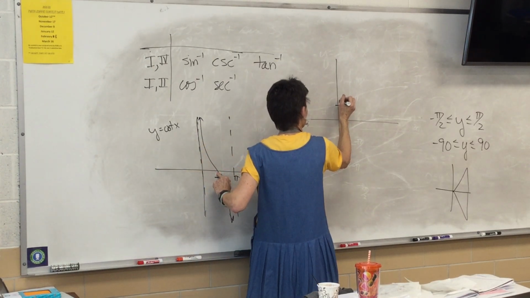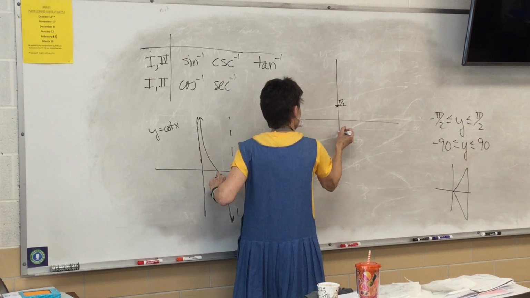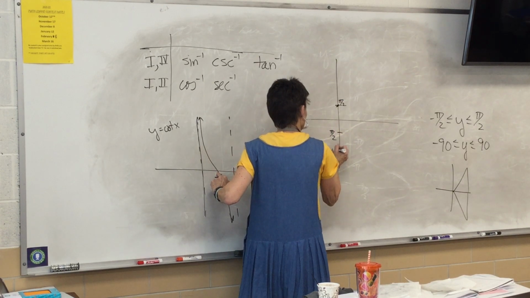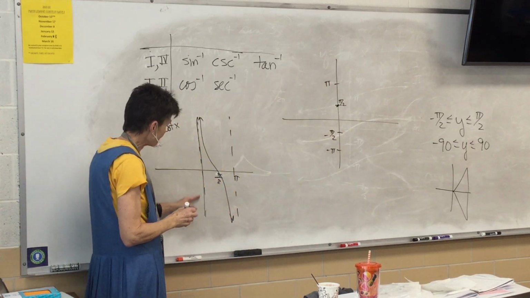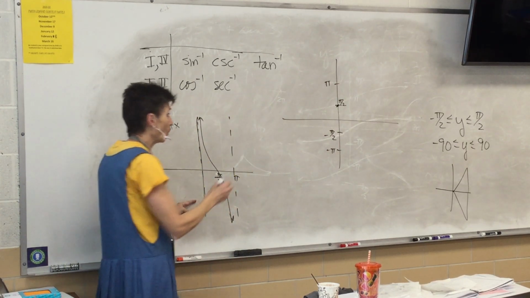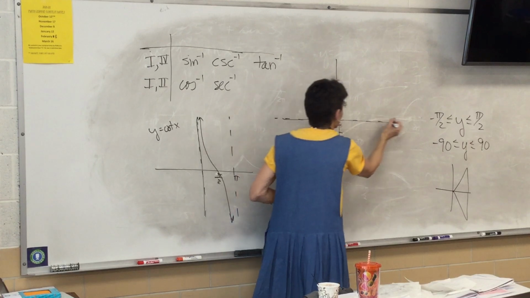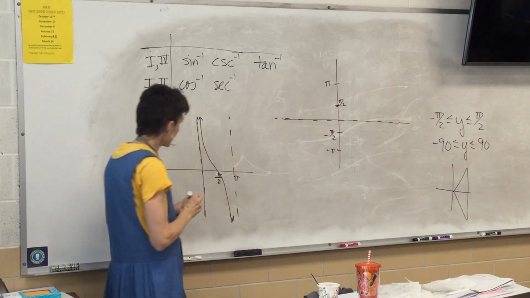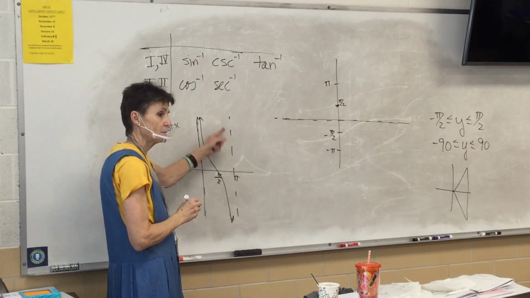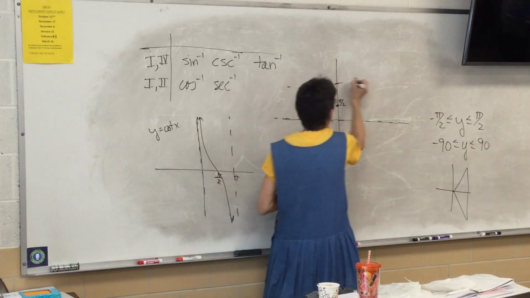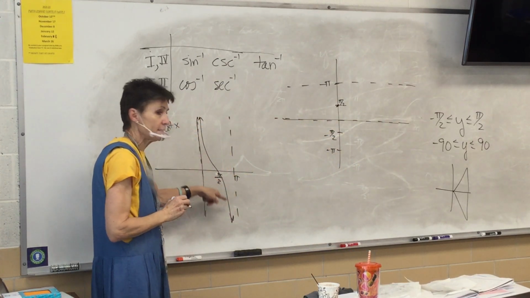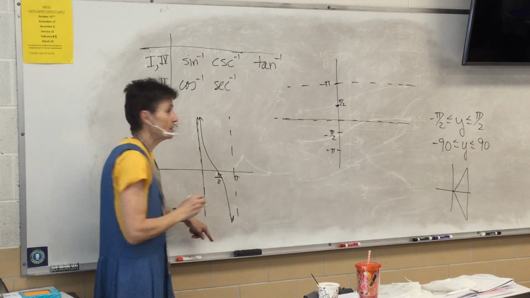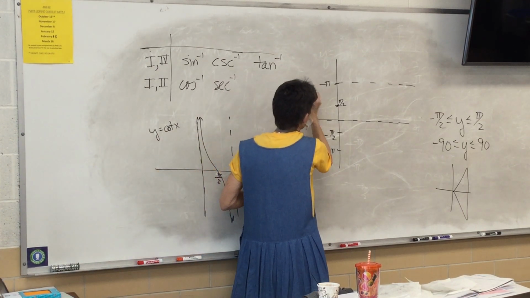2 would be a dot. Oh, no, that's fine. And I'd have an asymptote at y equals 0. And an asymptote at pi. This function decreases, so this one will decrease.